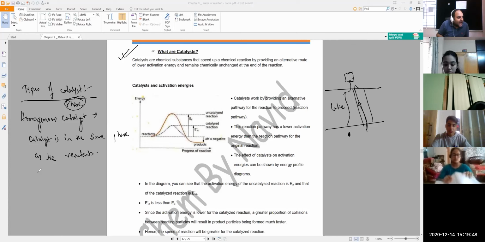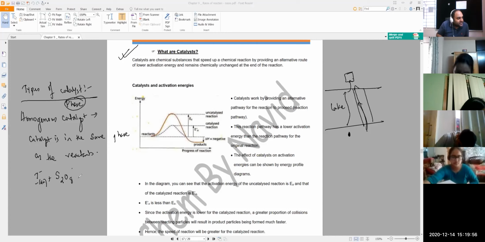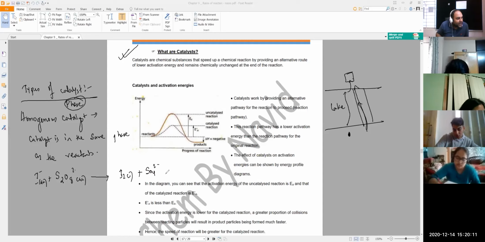So for example, iodide ion, which is aqueous, reacts with thiosulfate, which is aqueous, to give us I2, which is a liquid or aqueous, plus SO4 2 minus, which is also aqueous. All of them are in the liquid phase, right? And even your catalyst is also in this liquid or aqueous phase. So that's why we call this a homogeneous catalyst.